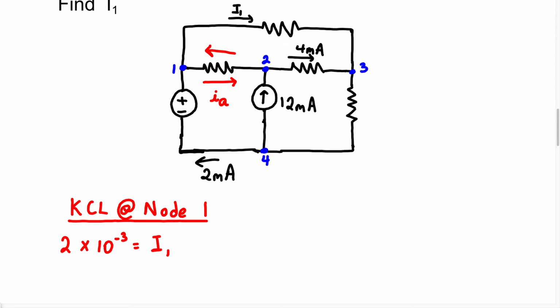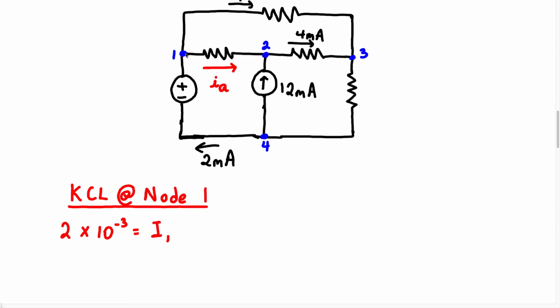But if I get a positive current for IA, then that means the direction I chose was actually correct. Alright, so let's continue. We're writing a KCL equation for node 1. We have the current leaving a node. We have I1, and we also are going to have the current IA leaving this node. So I1 plus IA.